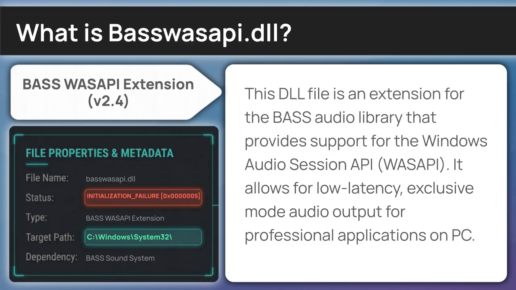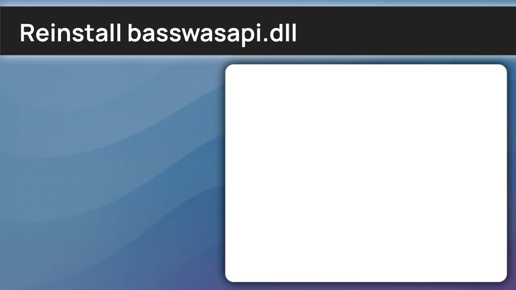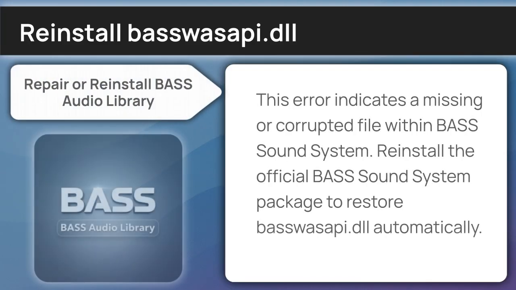With that background out of the way, here is how we actually restore the missing component. This error typically means a core application file is missing from the BASS sound system installation path. Reinstalling the latest official version of BASS sound system is the fastest way to restore the BASS WASAPI DLL and get the program running again.